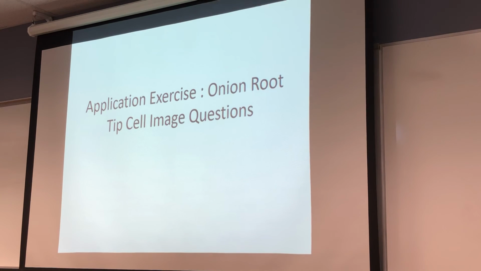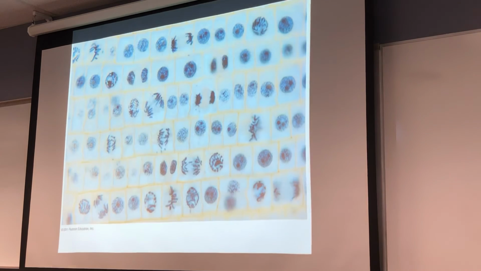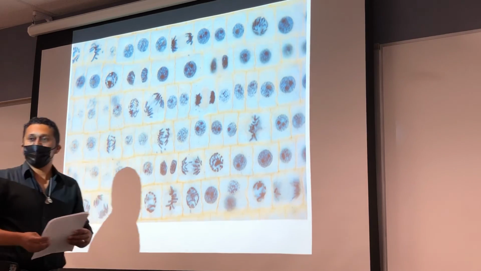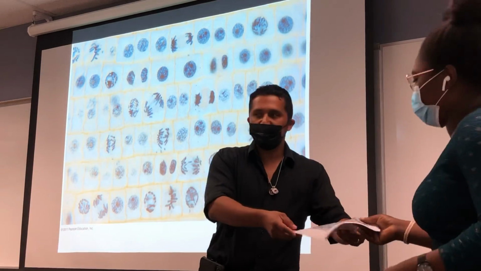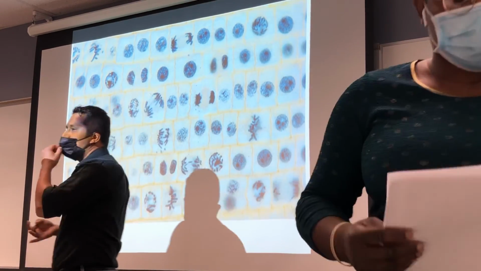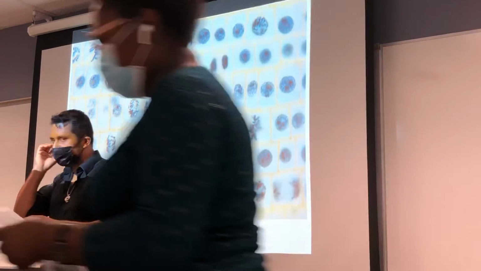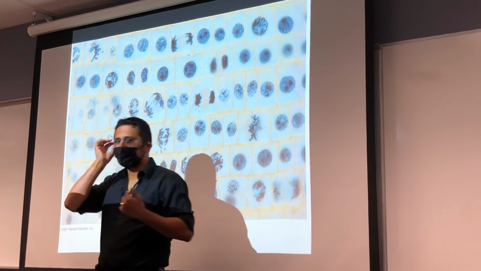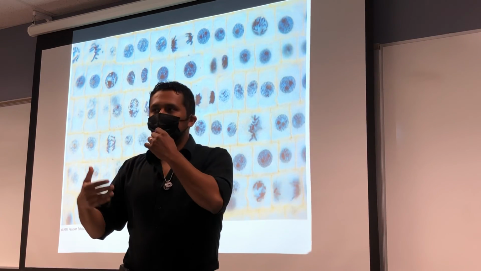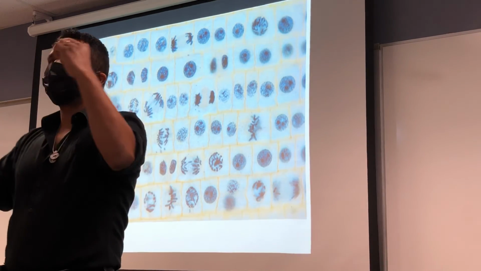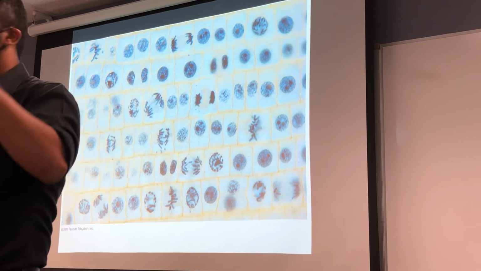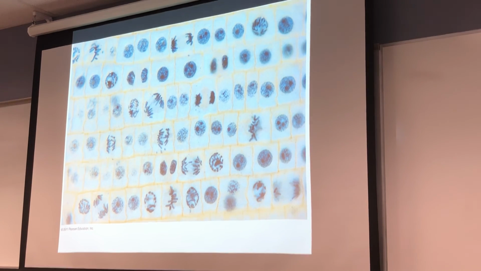All right, application exercise. We have here an onion root tip, so let's take maybe 5 minutes to find each of these phases of mitosis. Find prophase and prometaphase, though it's easy to distinguish between the two from these pictures. We'll see if you can find further condensation. If you find one that is condensed and one that is further condensed, then that's prophase and prometaphase. Find metaphase, all chromosomes in the middle. Find anaphase, chromosomes being separated. And find telophase. So all four of them? Yeah.